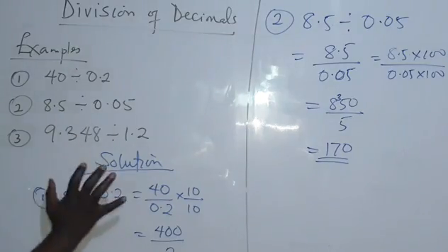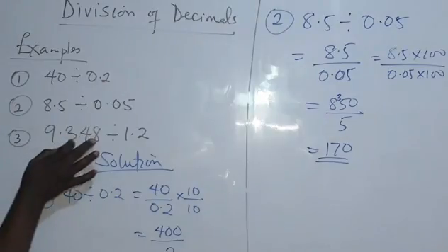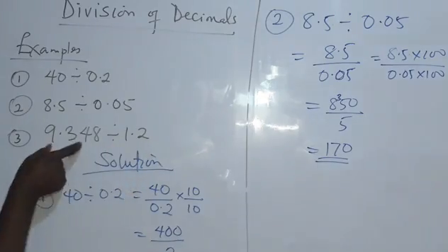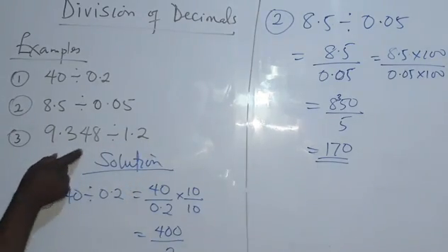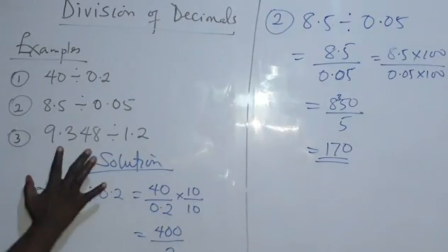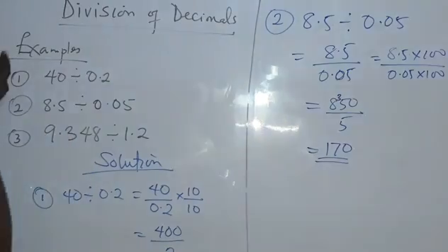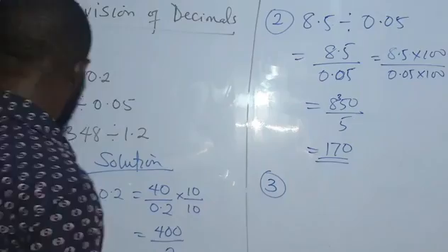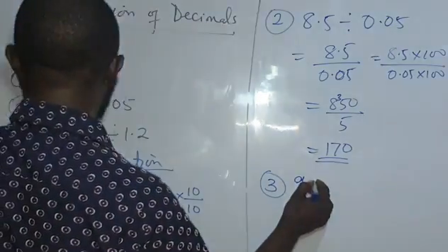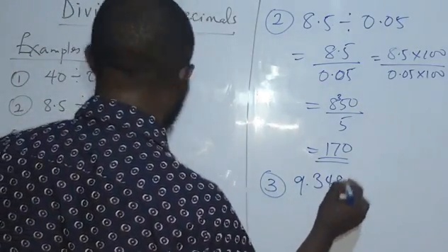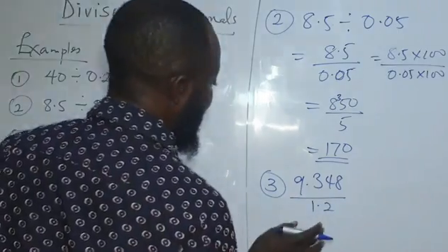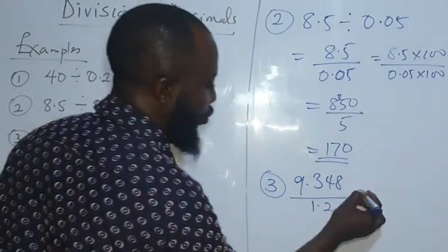Now look at this one. You can see this is long, 9.348. If you change this one to whole number 12, can 12 divide it without having a remainder? That is not possible. You check for that. So what we are going to do is use two methods together. The first one we have is 9.348 divided by 1.2. So the first thing is change this one to a whole number.